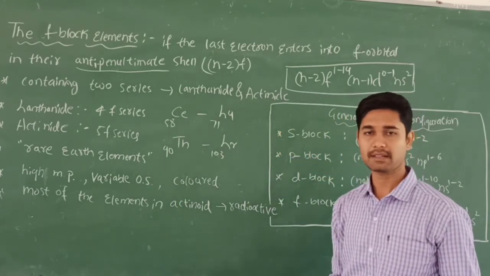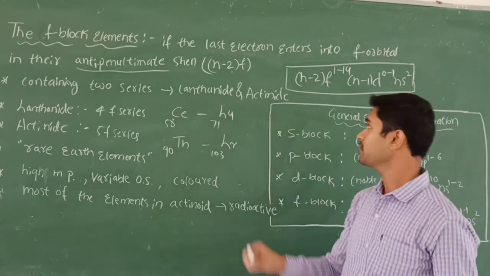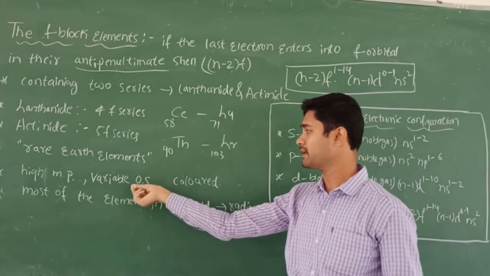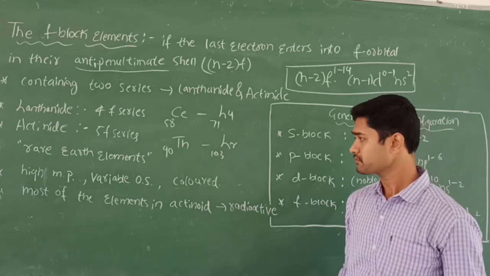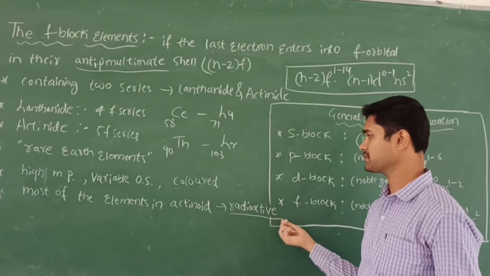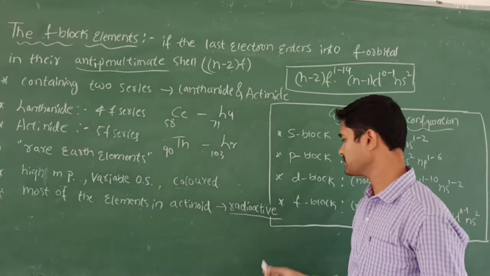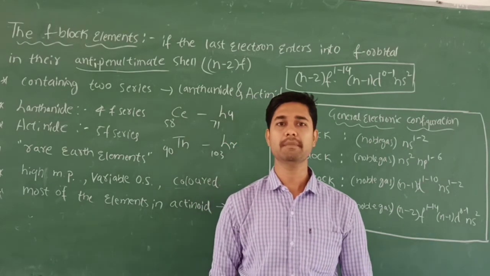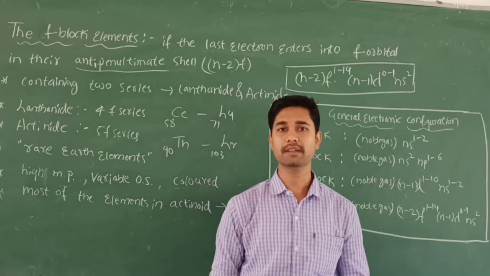And they are metals, right? Metals means they have high melting points and variable oxidation states. Because of this configuration they show variable oxidation states, and due to this variable oxidation state they are called colored compounds. And most of the elements in actinoids are radioactive elements. Most of the elements belonging to the actinide series are called radioactive elements. Radioactive elements are nothing but man-made or synthetic elements. Generally, they are not found in nature.